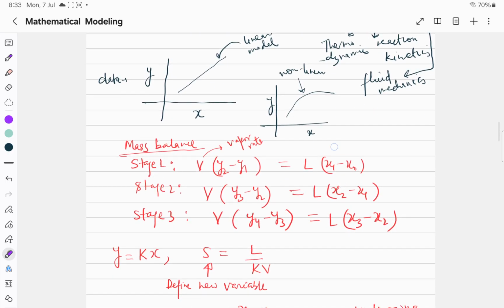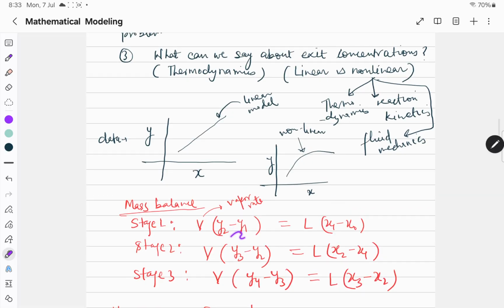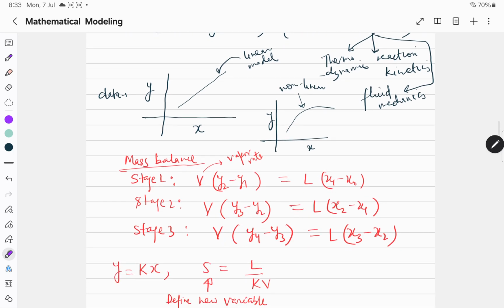Mass balance at stage 1: the change in composition of the vapor must be equal to the change in composition in the liquid. So whatever increase or decrease in vapor content must be equal to the decrease or increase in liquid concentration. So y2 minus y1 equals x1 minus x2, multiplied by the vapor flow rate and liquid flow rate. Similarly you can write for stage 2, and similarly for stage 3.